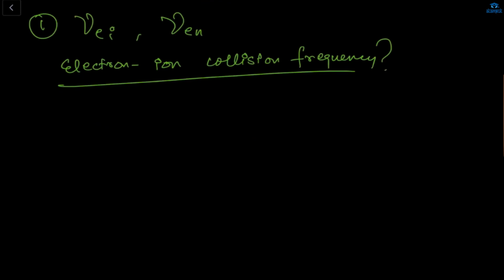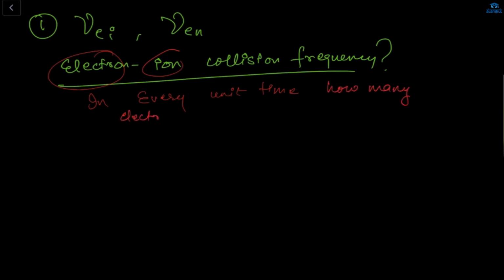In every unit time, how many electron and ion collisions are happening? That's known as electron ion collision frequency. And we will denote this thing like this: E for electron, I for ion.